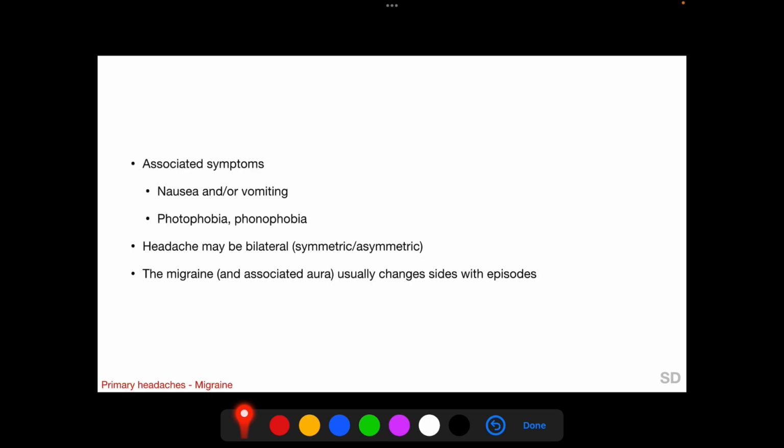Associated symptoms of migraine are nausea and vomiting, and nausea and vomiting do not belong to the diagnostic criteria for migraine. Photophobia and phonophobia may also be there. The headache may be bilateral, symmetric or asymmetric as we have discussed, and the migraine and the associated aura usually change sides with episodes. That means in some episodes the headaches occur on the right side, and in the other episodes the headaches occur on the left side.